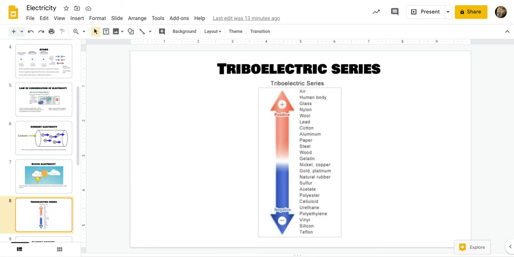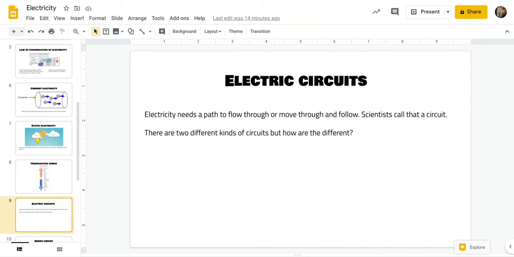Triboelectric series. The triboelectric series that you see here in the picture: if you charge glass, it's more likely to become positive than negative. Here, right here in the picture. But if you charge silicone, it's more likely to become negative than positive. That's what the triboelectric series is. It helps you a lot in your electric unit.